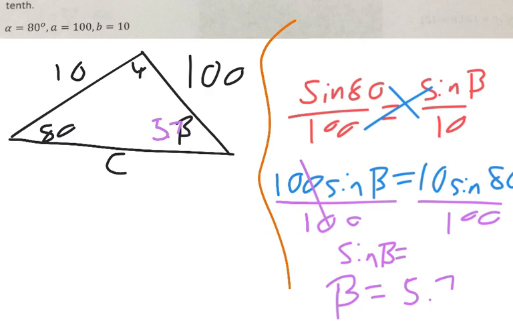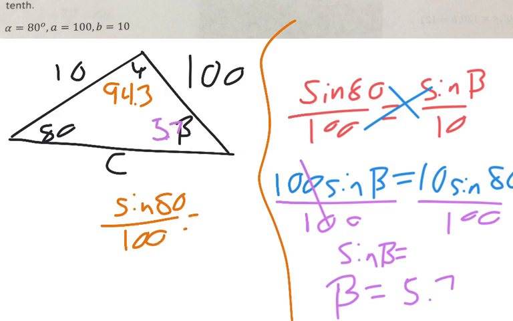So I can find gamma, because they have to add to be 180. That's going to be 94.3. Is that right? For gamma. And then I would find C. So again, use the ratio that you know. Sine 80 over 100 equals sine of 94.3 over 5.7.